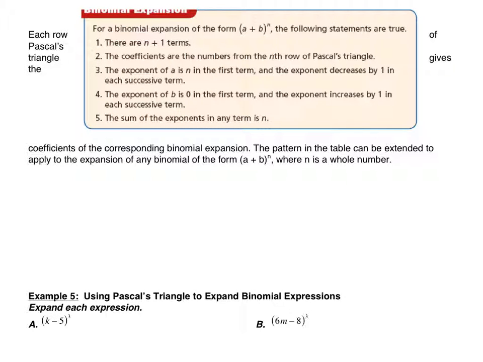We have some information about binomial expansion here in this box. What we're going to look at specifically, we're going to look at the coefficients in the nth row of Pascal. We're going to look at the exponents that decrease for a, or start with the first term with the highest exponent and decrease, and b is going to start at 0 and increase as we go.